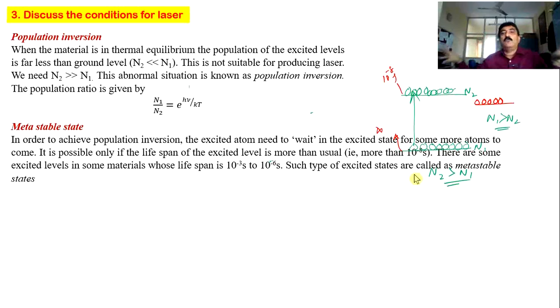Therefore we cannot have more atoms in the excited state. That's why I want one level where atoms can stay leisurely.